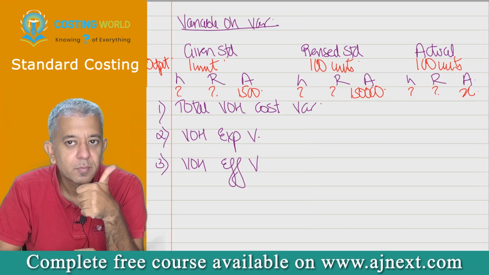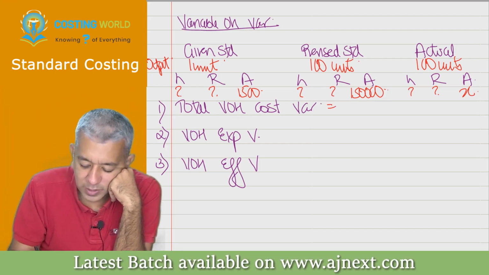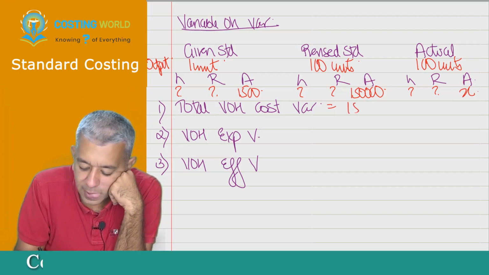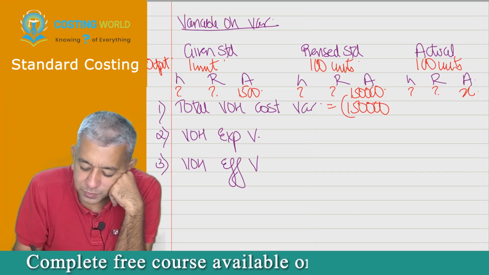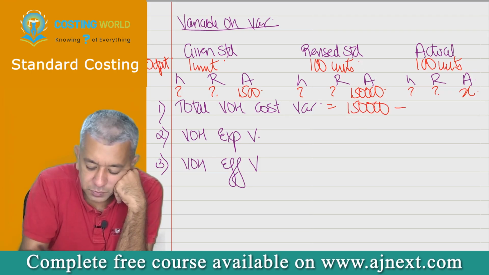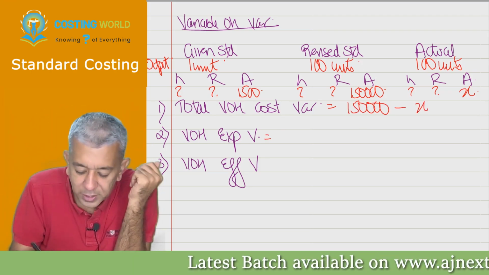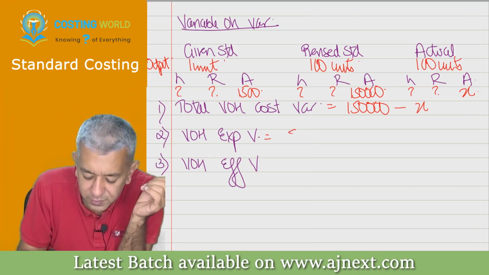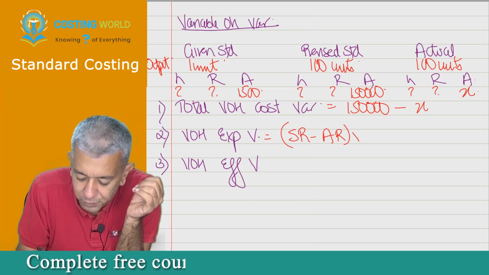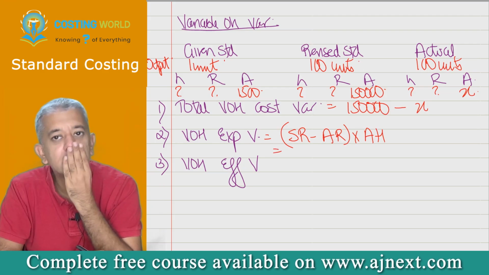Done? Yes. Listen, total variable overhead cost variance: how much you should have incurred, how much you have incurred. So therefore, 1,50,000 minus X. I need not put this bracket also. Then variable overhead expenditure variance. I am writing down the formula: standard rate minus actual rate into actual hours.